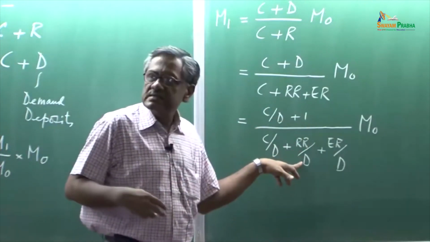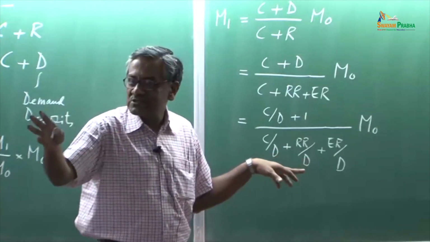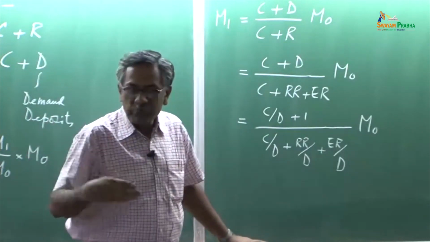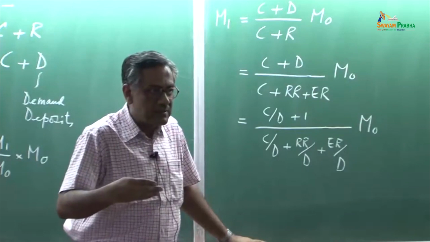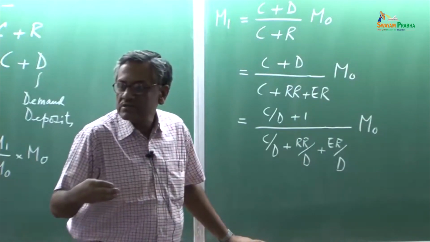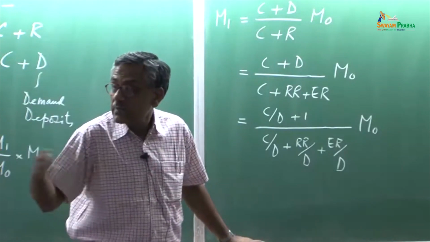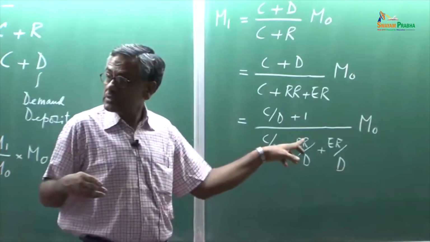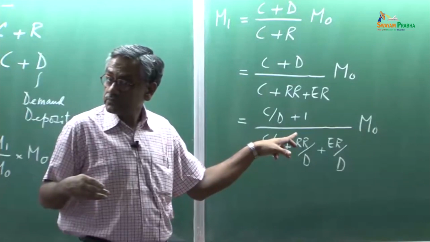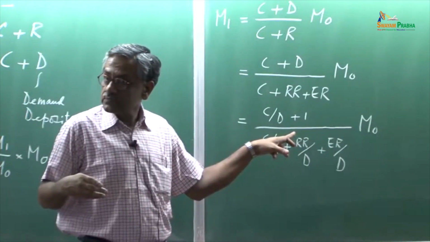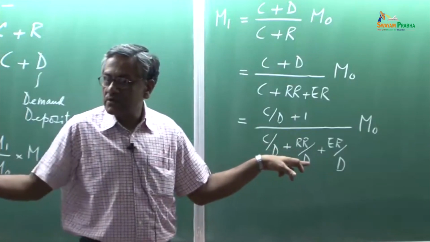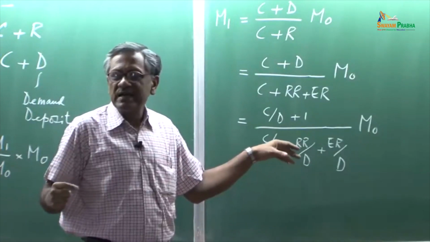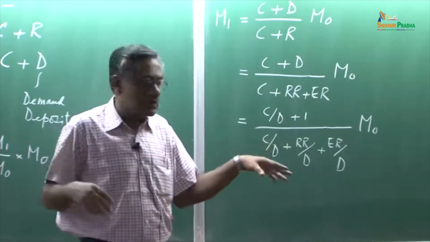Then RR over D is a typical RBI instruction. How much of D you will have to part with and keep with us? The deposits that you get, demand deposits, savings account, current account, etc., you will have to keep with us. That is an RBI instruction. So, that is a policy parameter, a monetary policy parameter, the central bank's parameter, which depends upon central banks. This is essentially the small r I talked about, nothing else, the required reserve ratio, CRR. But CRR is not so simple, it is more complex, I am coming to that.